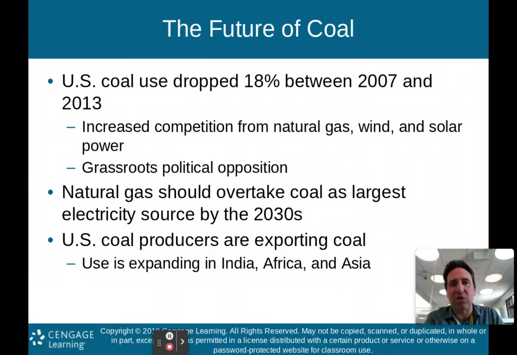Well, U.S. coal usage dropped 18% between 2007 and 2013, due to increased competition from natural gas, wind, and solar, and also from grassroots political opposition. Really, for the last 20 to 30 years, we've been trying to phase out coal here in this country because we know how dirty it is. Natural gas should overtake coal as the largest electricity source here in the U.S. by 2030, so next decade, which is good. U.S. coal producers are exporting the coal, so we are not using it.